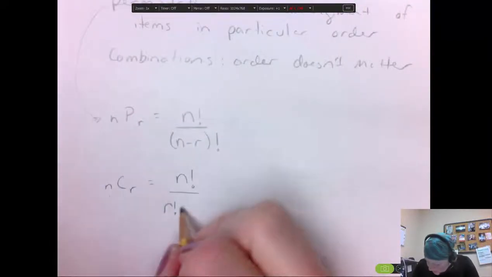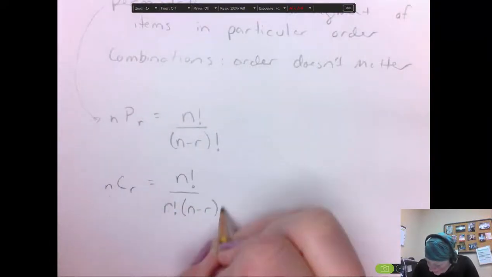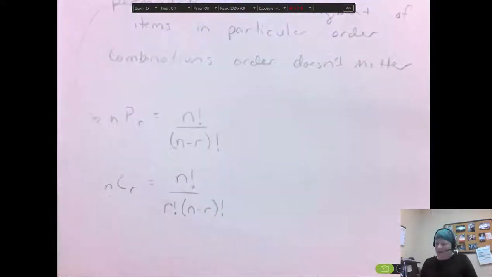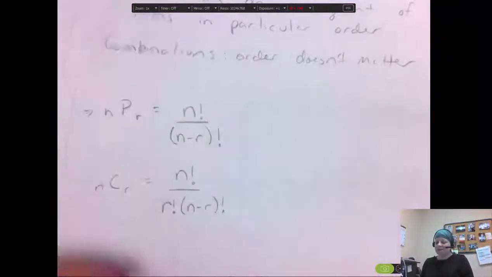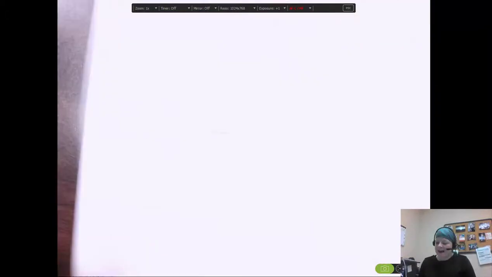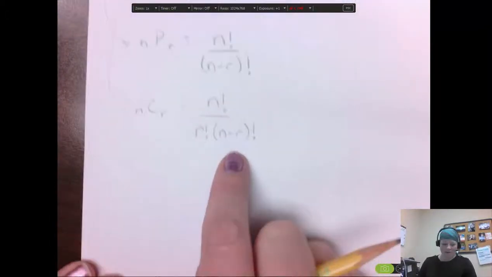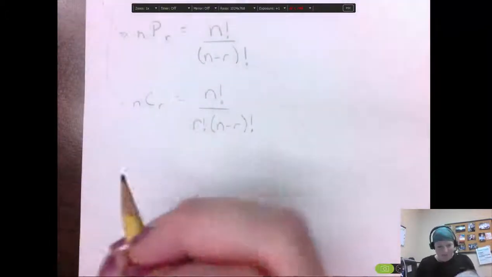R factorial times N minus R factorial. Okay, so now let's go through, now this is our combinations formula. And let's go through examples of both and when I would choose one, when I would choose the other, and also what is a factorial and how in the world do I use it?